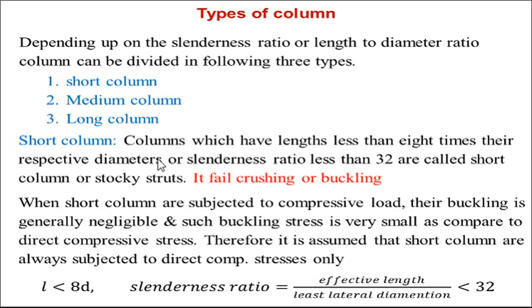Which column is called a short column? There are some criteria depending upon the slenderness ratio or length to diameter ratio. A column which has length less than 8 times its respective diameter. If it is a circular column, there is a diameter, and if the length of that column is less than 8 times the diameter, or the slenderness ratio is less than 32, it is called a short column, or this column is also called a stocky strut.